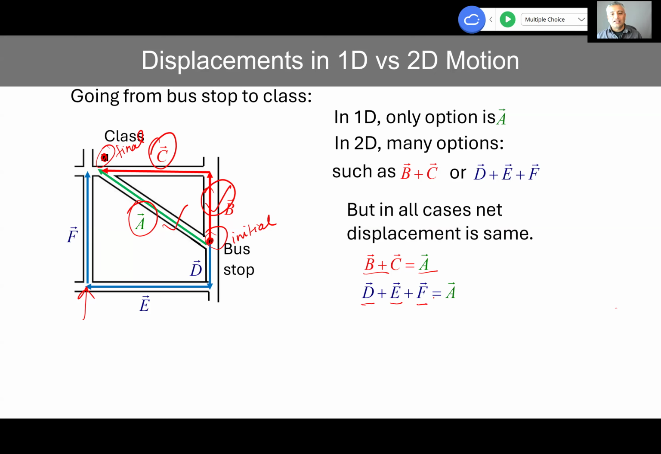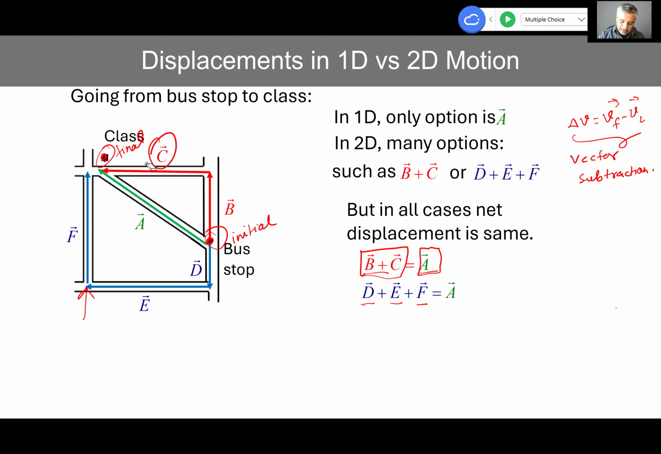Okay. With ordinary numbers, if you were to add, you're not going to get this kind of result. So these being vectors, we call that vector addition. Remember, finding delta V, which is VF minus VI, is a vector subtraction. Now we want vector addition. We want to add these two vectors so that we get the answer. How do we do that? If we pay careful attention, what do you see?